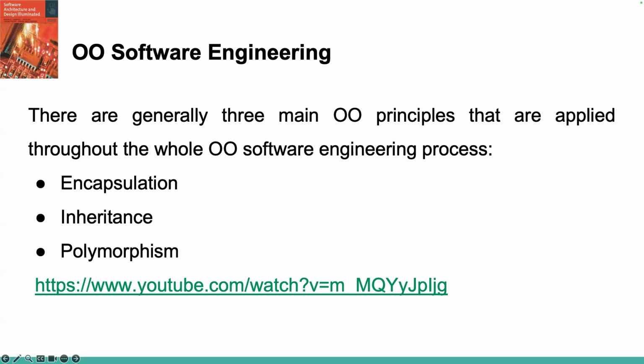As we explore object-oriented software engineering, there are three fundamental principles that guide the entire process from analysis to code development. These principles are encapsulation, which involves building the data, attributes, and methods, that is, functions that operate on the data, into a single unit known as an object. This principle ensures that the internal workings of an object are hidden from the outside world, allowing for better control and security.